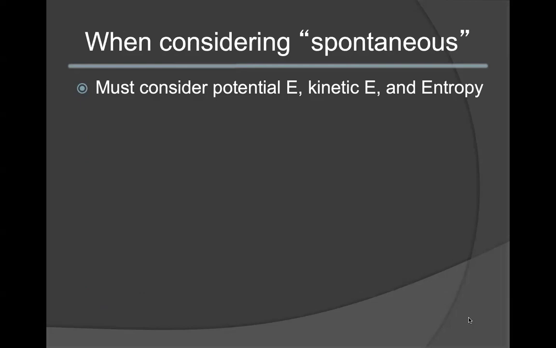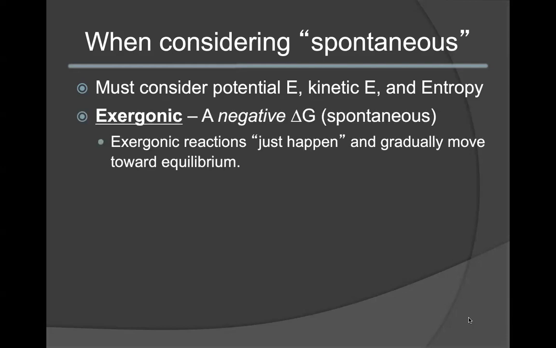An important aspect to also consider is what is spontaneous versus non-spontaneous, considering all of the energy forms in these reactions. When you have a negative delta G value, we can refer to this reaction as being exergonic. Exergonic reactions are considered to be spontaneous, and in general, they gradually move the system towards an equilibrium.